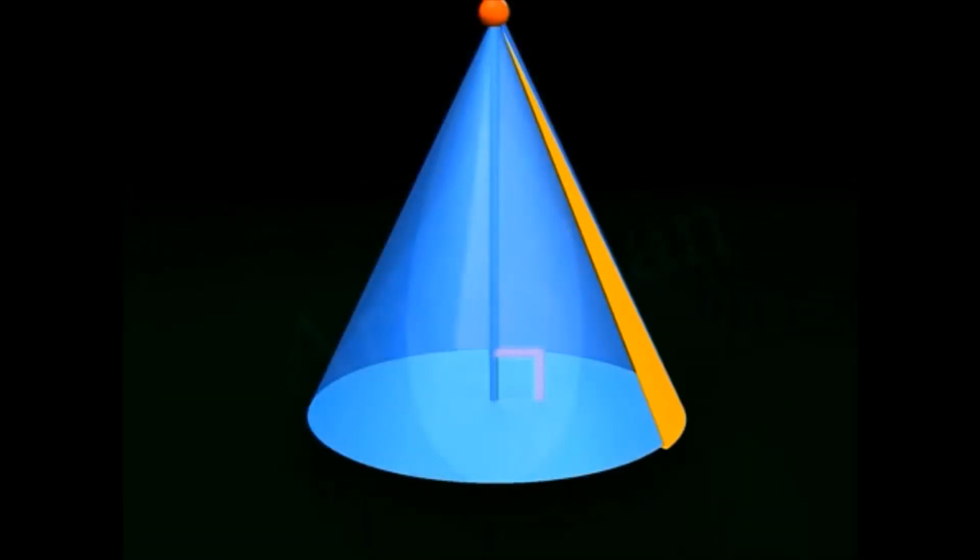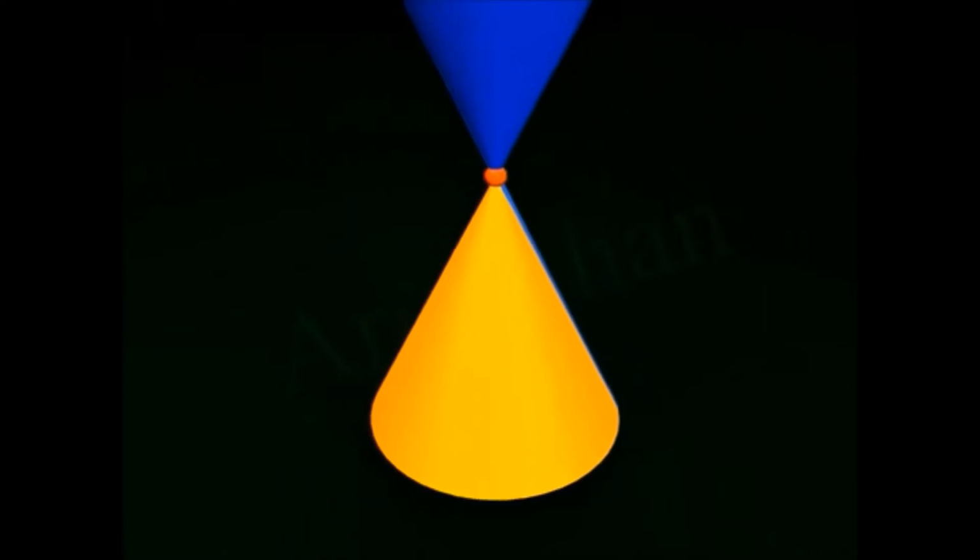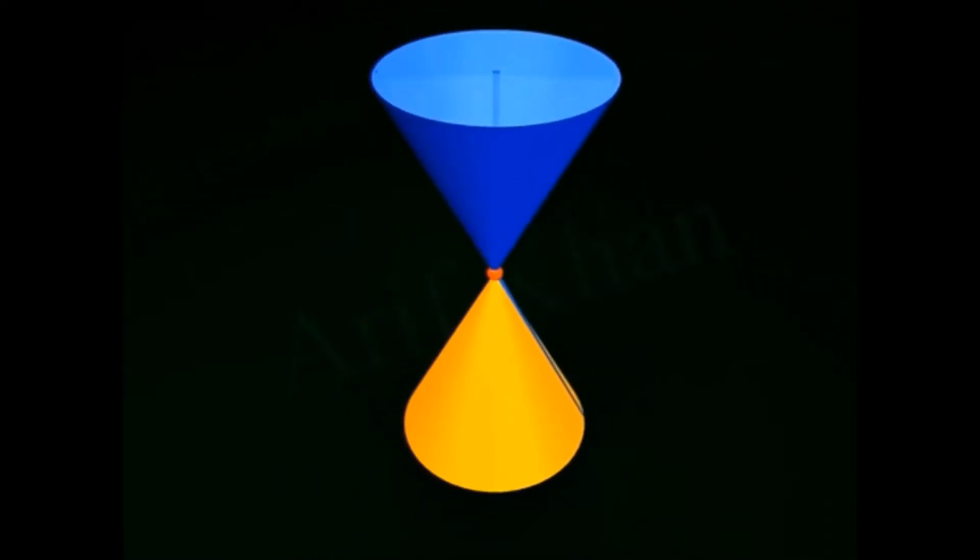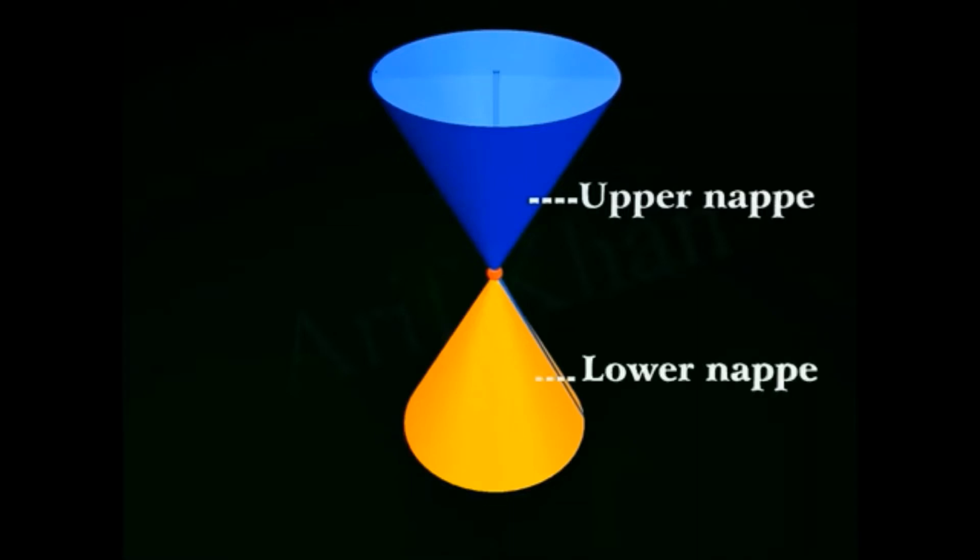The lateral surface of the double right circular cone is called a nap. The double right circular cone has two naps. The blue surface above the vertex is called the upper nap, and the one below the vertex in yellow is called the lower nap.